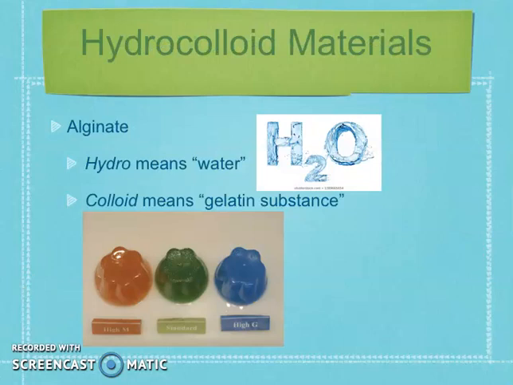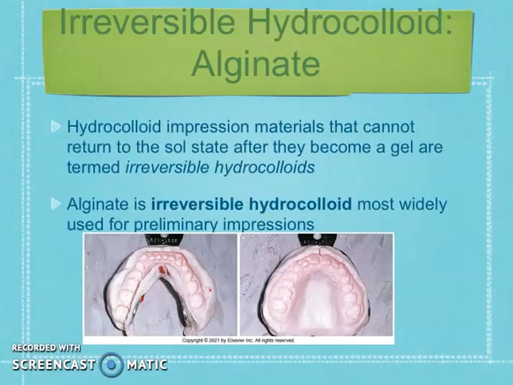So what does hydrocolloid material mean, alginate? Hydro means water, and colloid means a gelatin substance. Irreversible hydrocolloid materials cannot return to the sol state after they become a gel. So that's why they're called irreversible. Once the water is added to the powder, then it's a gel and it cannot go back to the sol or the solid state.